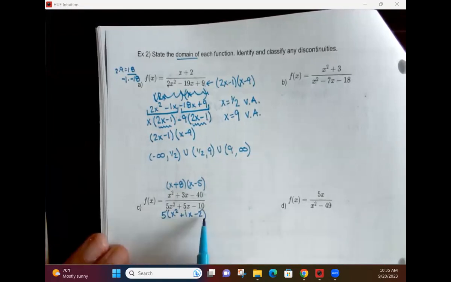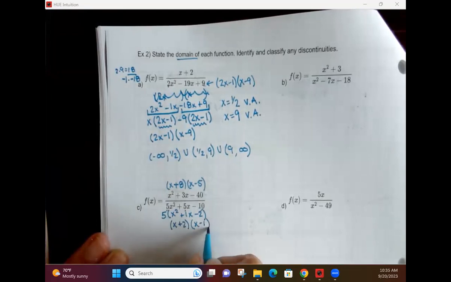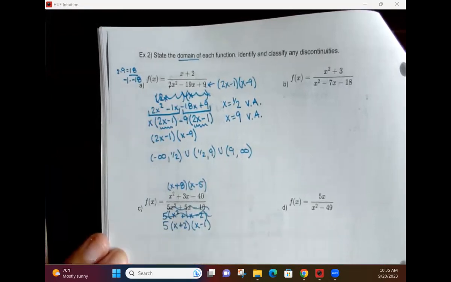Then I will factor what's left. So this is a trinomial whose lead coefficient is 1. Factors of negative 2 that add to 1, that would be 2 and negative 1. So this would be X plus 2 times X minus 1. So our factored form for this would be 5 times X plus 2 times X minus 1. My excluded values then would be negative 2 and positive 1.